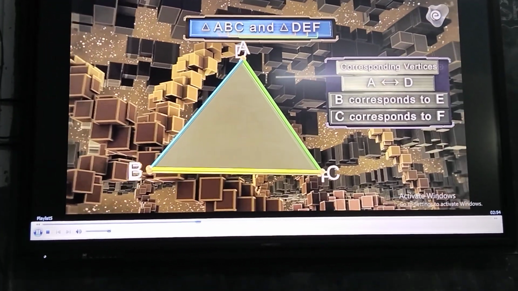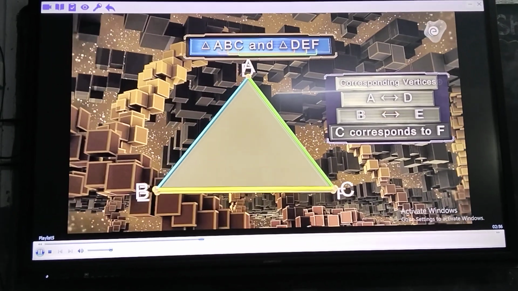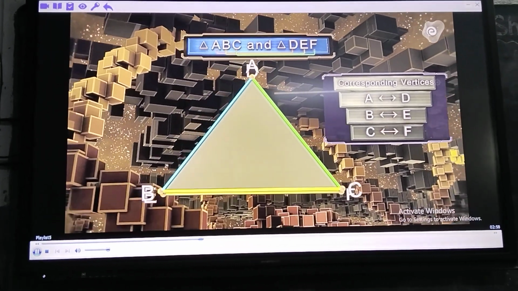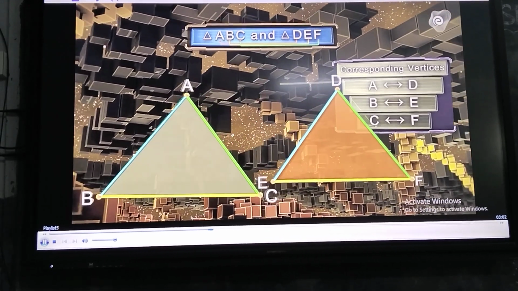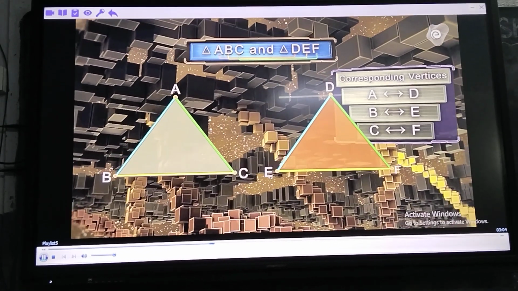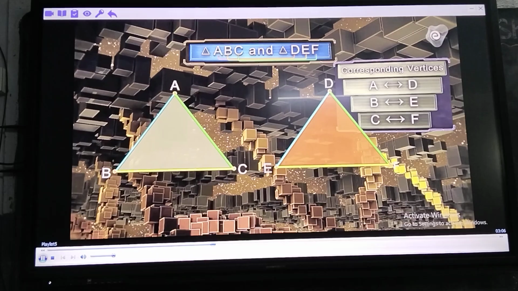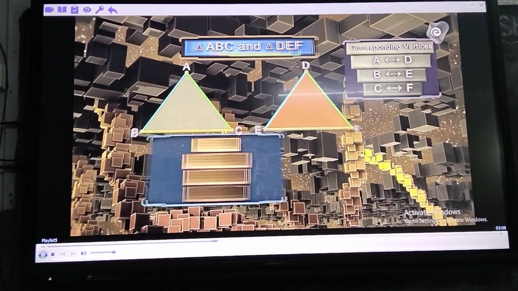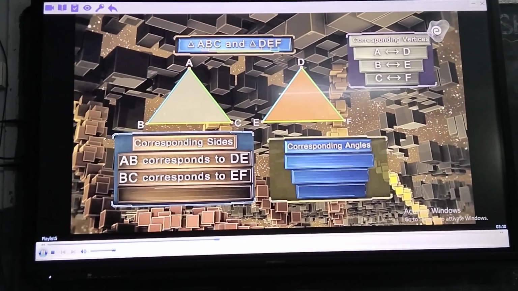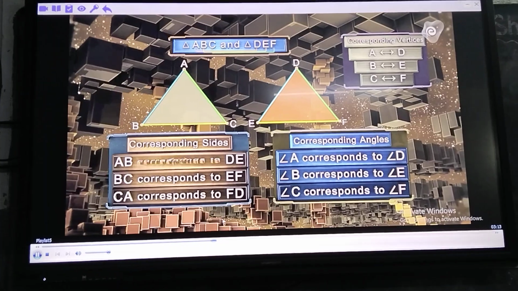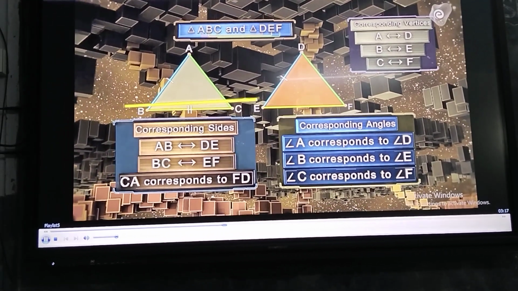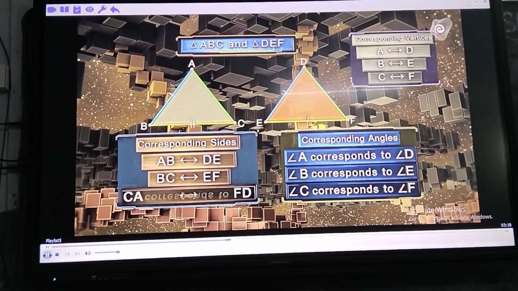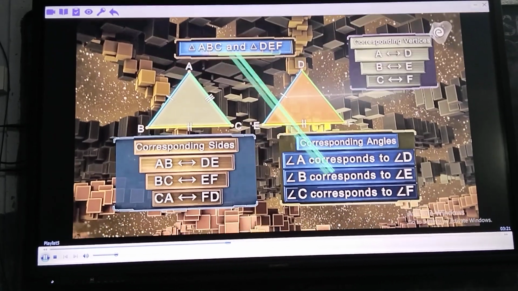A corresponds to D, B corresponds to E, C corresponds to F. Thus, there is a one-to-one correspondence between the vertices of the two congruent triangles. Similarly, there is a one-to-one correspondence between their sides and angles too. AB corresponds to DE, BC corresponds to EF, and CA corresponds to FD.